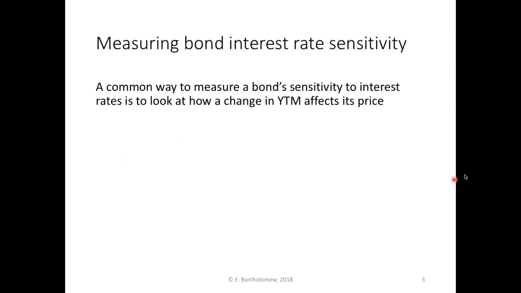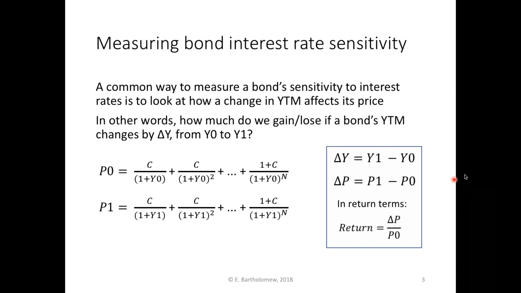All right, so how do we measure the bond's interest rate sensitivity? A common way is to measure the sensitivity to a small change in its yield to maturity. So for example, we've got the initial price here, P0, say that's the current price, and that implies a yield to maturity or vice versa.